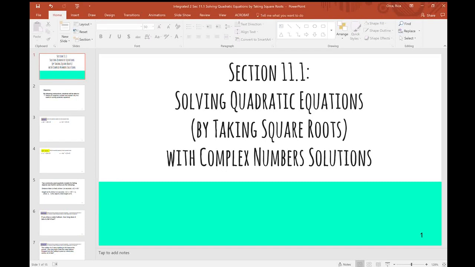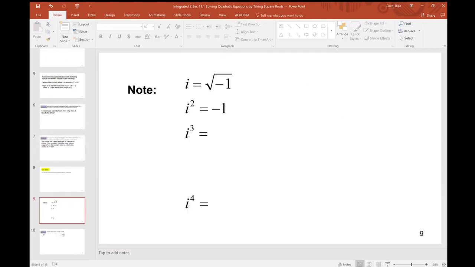Welcome back, class. Today we are looking at section 11.1, solving quadratic equations by taking square roots with complex number solutions. Let's get started. Let's start off with an introduction to imaginary numbers.